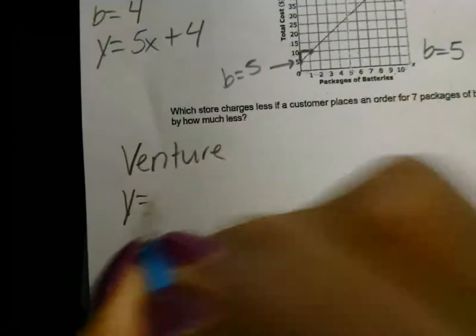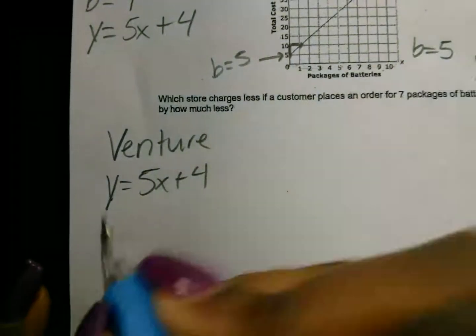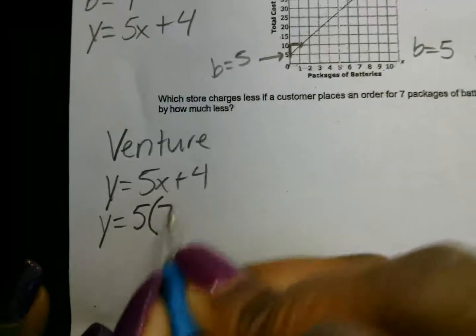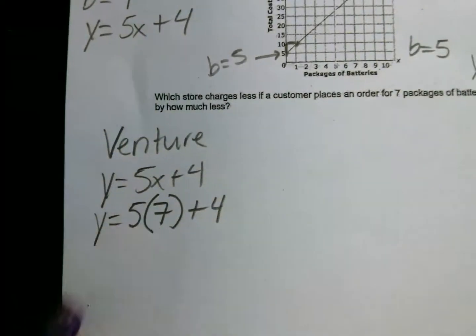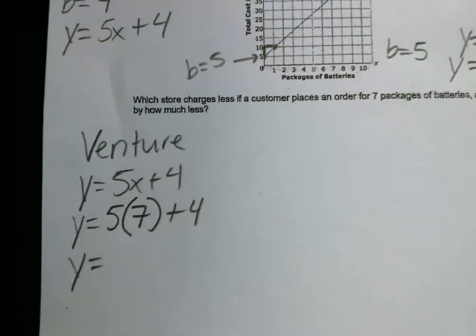The equation is y is equal to 5x plus 4. And we want to know how much it's going to cost for 7 packages. So that's y is equal to $5 times 7 packages plus a $4 shipping. See what the total is here. Type it in. If you can't multiply, then add, please type it in. Use fingers and toes if you have to. But please find the total here for Venture.